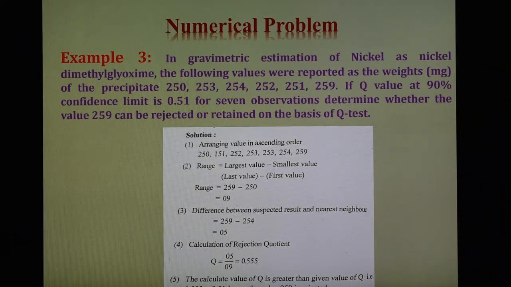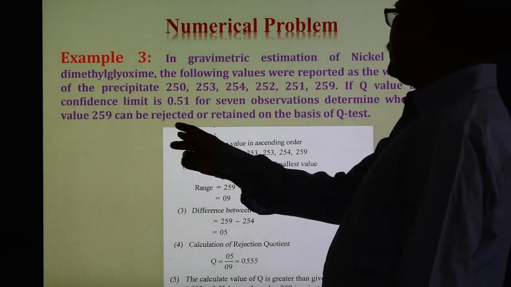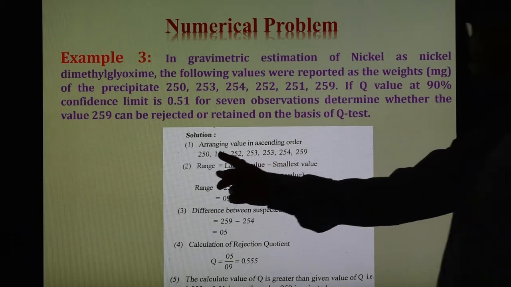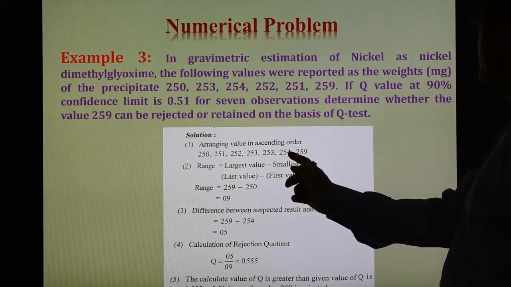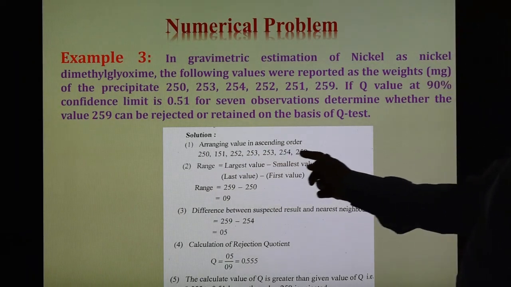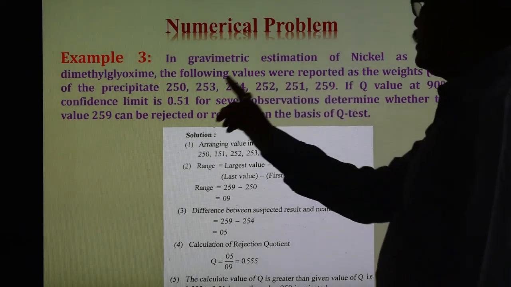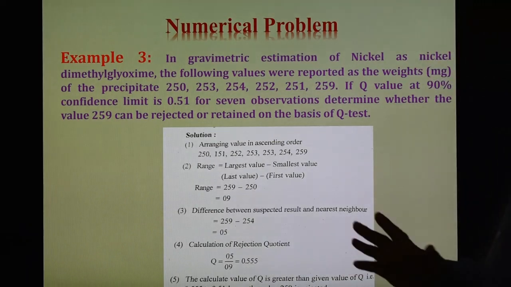and determine whether the value 259 can be rejected or retained on the basis of the Q test. So these are the 7 values, and we have arranged them in ascending order. So 7 values are there, and for 7 values the Q value is given as 0.51 for 7 observations.